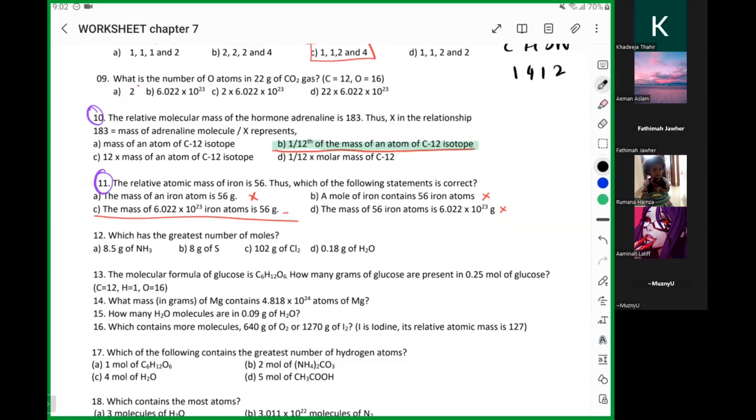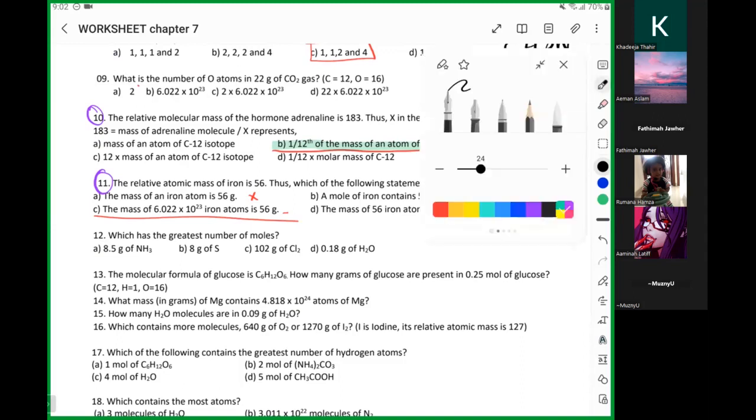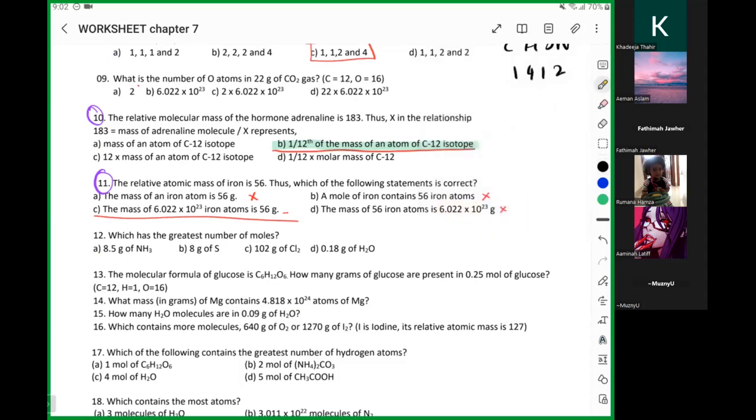That is correct, no? See statement C. Why is statement C correct? Because they are saying the mass of 6.022 into 10 to the power 23 iron atoms is 56 gram. So that is correct because this means 1 mole. In other words, they are saying the mass of 1 mole of iron atoms is 56 gram. That is correct, isn't it? From what I just taught you.